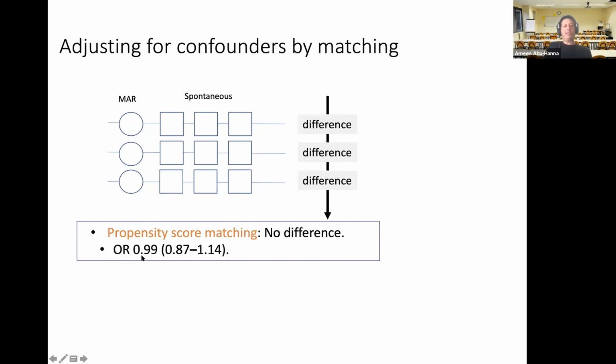So the odds ratio was 0.99, and the 1 is included in the confidence interval, which means there's no significant statistical difference between these two groups. So the conclusion: MAR is a predictor, but MAR is not a cause. So if you want to do causal analysis, you have to take care of the confounding factors.